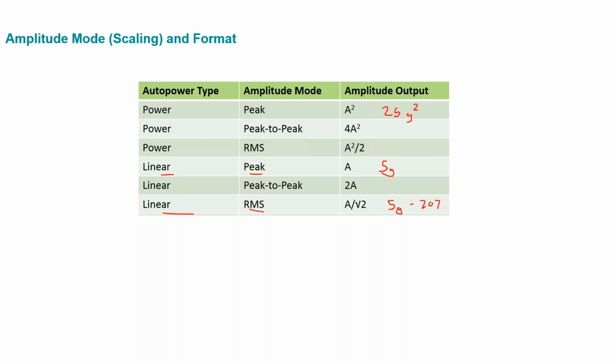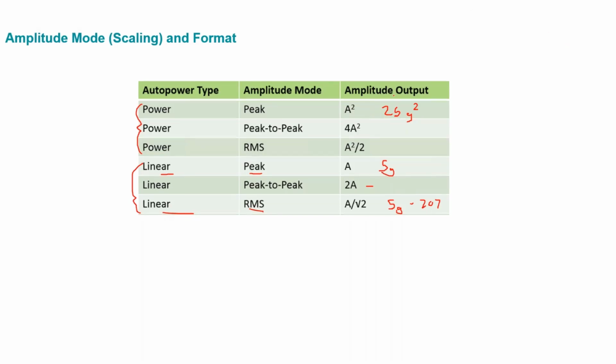And we can pick RMS. We can also pick peak to peak, which is twice the amplitude. And we can have that in both power and in linear units. That's not confusing at all, right, Charles? We just give you a lot of options.